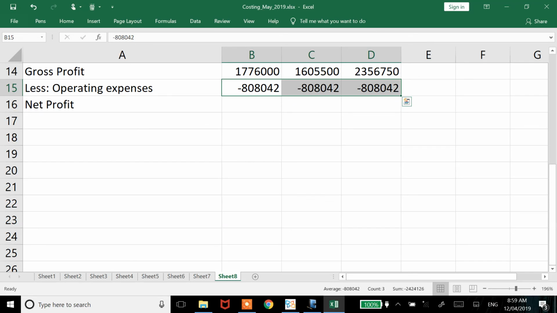At home, you can do the calculation. You're not going to learn anything new. You can look at the solution at home if you want. I have just assumed that it would be 808042 for all the three. And I get to the net profit.